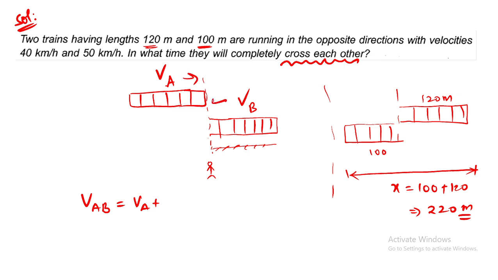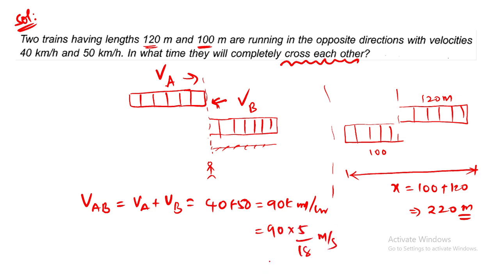Very good. What is the answer? VA plus VB, 40 plus 50, totally 90 kilometer per hour. But you need to convert 90 kilometer per hour into meter per second by multiplying by 5 by 18. You need to convert, right? How many times will 18 cancel, buddy? 5 into 5 is how much here? 25 meter per second.